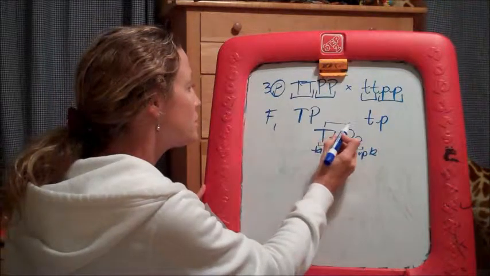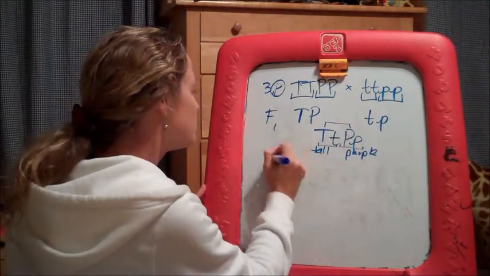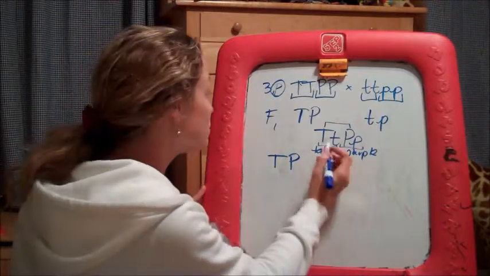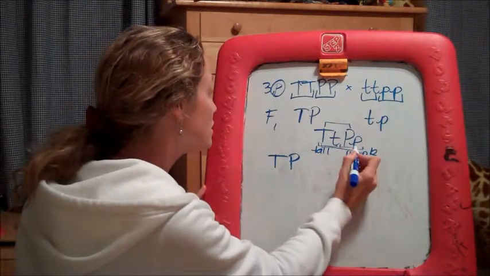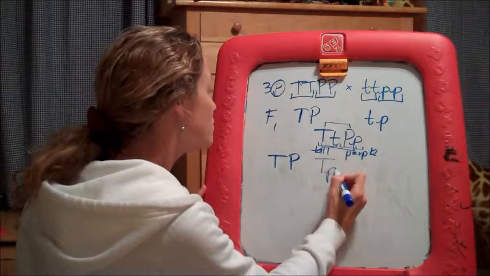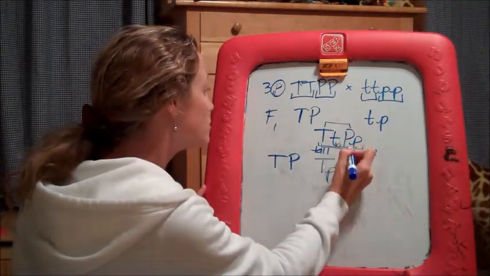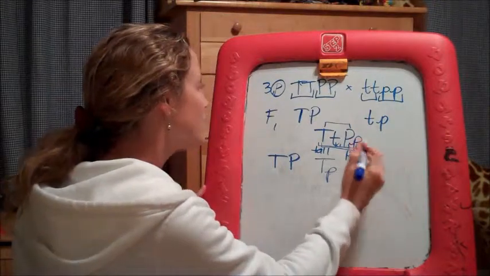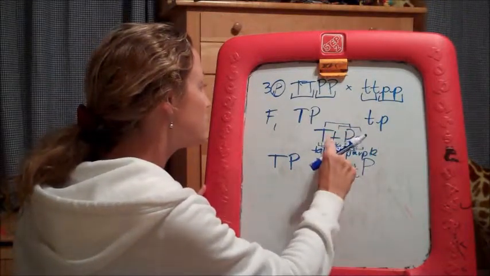So to figure out the possible gametes, if I go first, that's going to be big T and big P. And then outer is going to be big T and little p. Inner is going to be little t and a big P. And last is going to be little t, little p.